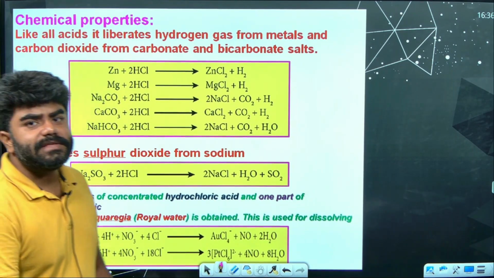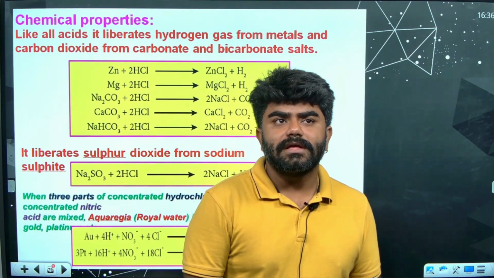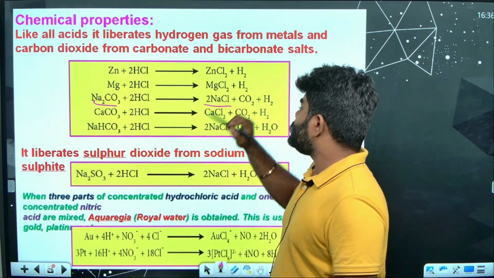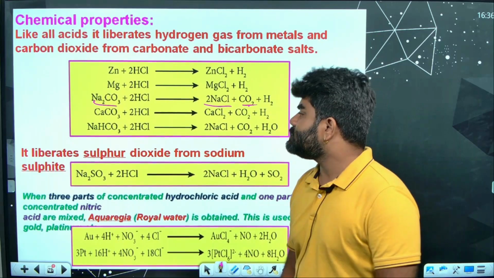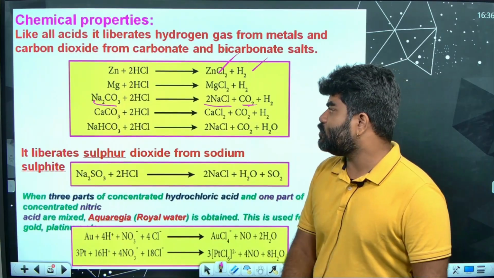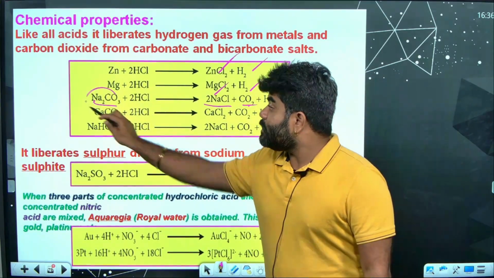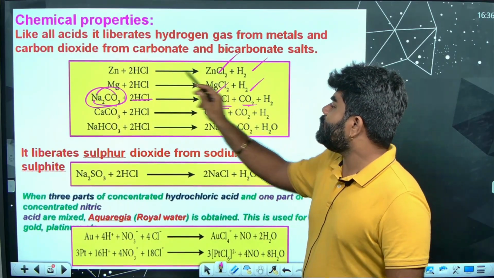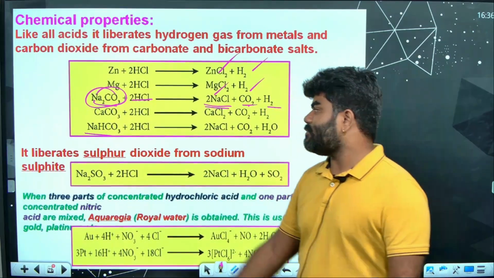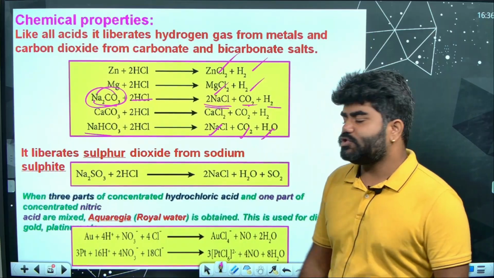For chemical properties of HCl, HCl reacts with metals to form metal chlorides, and also it reacts with carbonates to form its metal chloride along with evolution of CO2. Okay, look here, zinc with HCl forms zinc chloride with evolution of hydrogen. Magnesium with HCl forms magnesium chloride with evolution of hydrogen. Sodium carbonate with HCl forms sodium chloride with evolution of CO2 and hydrogen. In the same way, bicarbonates will also form sodium chloride with evolution of CO2 and H2.